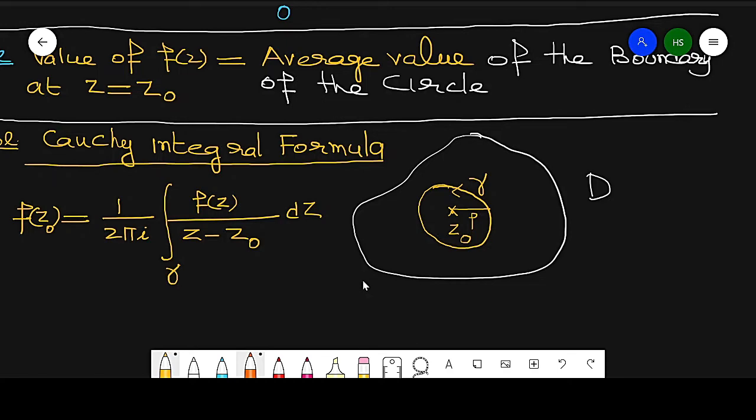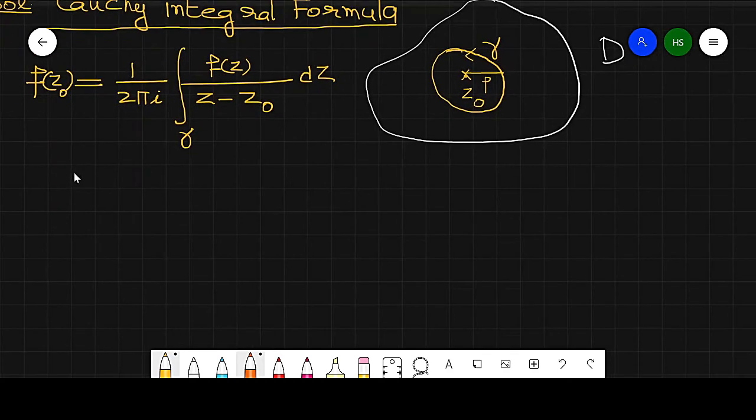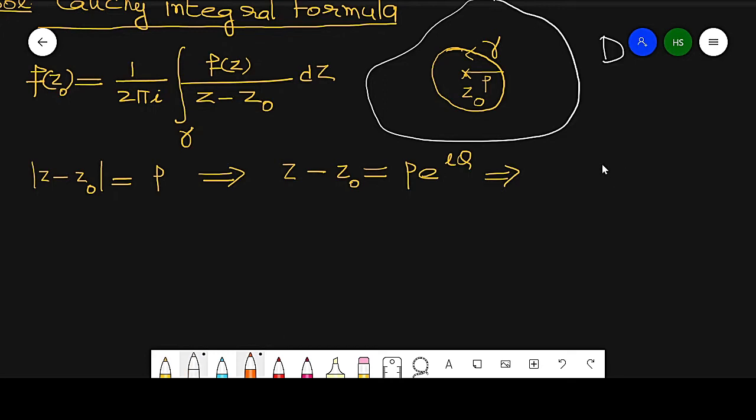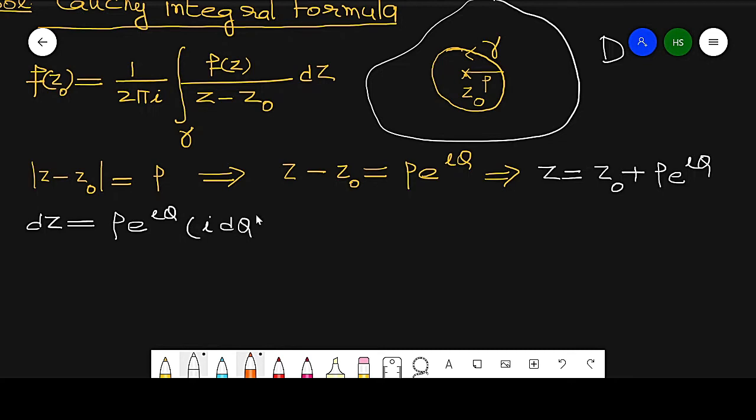Now in this case, what is z minus z naught? Because gamma is a circle with this center, the modulus of z minus z naught is equal to rho. So z minus z naught is equal to rho into e raised to power iota theta. It implies z is equal to z naught plus rho into e raised to power iota theta. Now what is dz? We can find it from this value, which is rho e raised to power iota theta into iota into d theta.